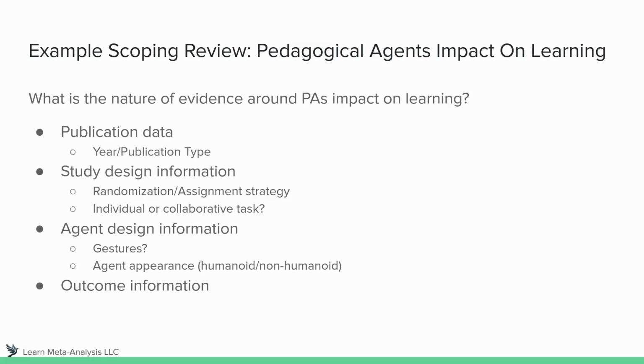Last but not least, I would probably record some outcome information because I want to know what types of learning have been investigated and how. So I might be looking at things like the type of test, and when I say the type of test, I mean things like retention or transfer or some sort of performance assessment. And we may also be interested in whether this was a multiple choice test, a true-false test, etc.